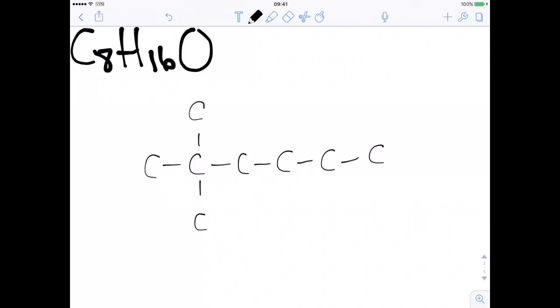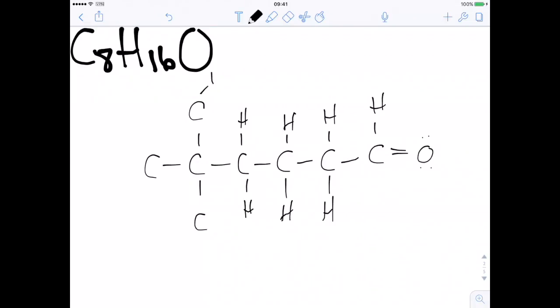And again, this can be written multiple ways. This is just the way that I'm doing it for clarity for the video. So you add your oxygen on the end, and just start adding in your hydrogens. And then there we have the Lewis structure.